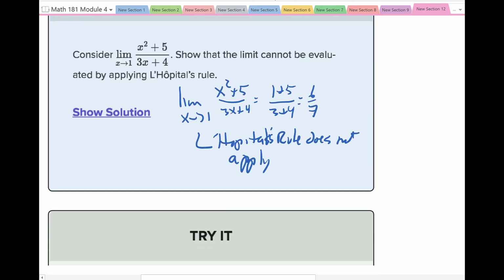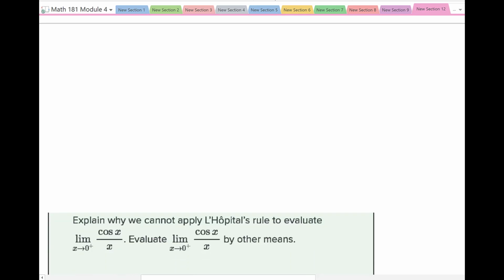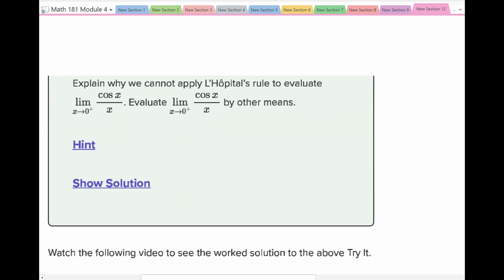Okay, well, here's another example for us. Explain why we cannot apply L'Hopital's rule here. So if we look at the limit as x goes to 0 from the right side of cosine of x over x, we would have cosine of 0 over 0, which is going to be 1 over 0, which is considered infinity. So again, it's not 0 over 0. It's not the indeterminate case. So L'Hopital's rule does not apply.